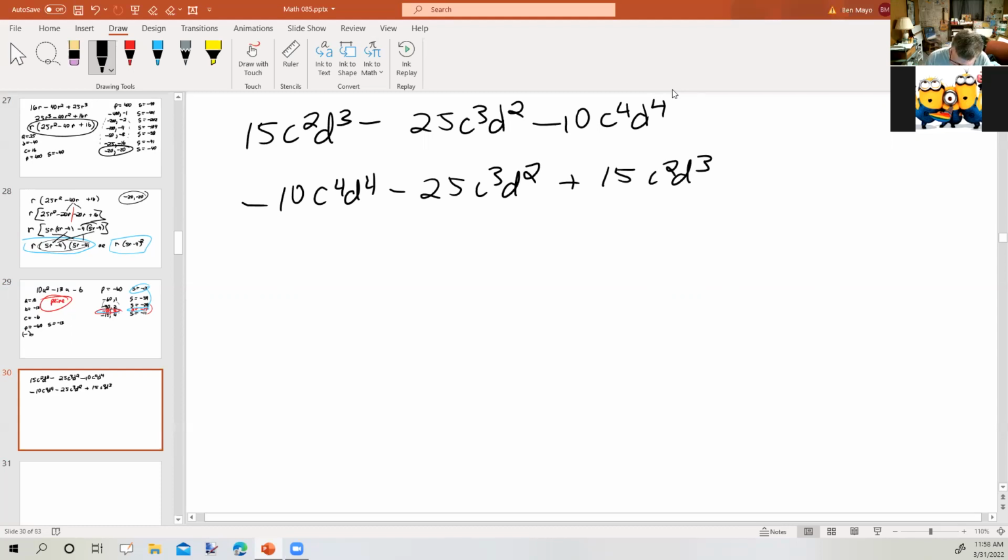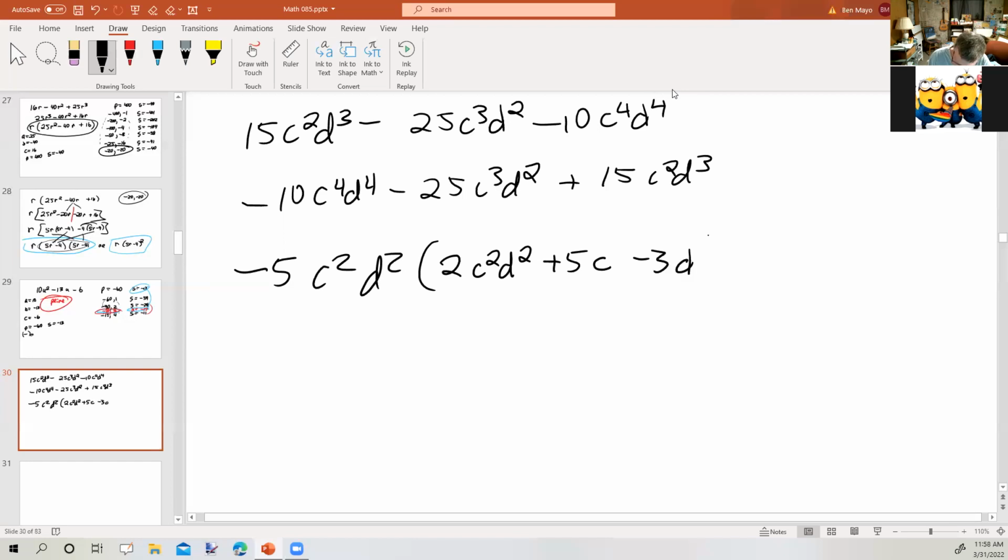All right, now, greatest common factor, well, my leading term is negative, so I'm going to take out a negative 5 from the negative 10, the negative 25, and the positive 15. Then c squared, and then d squared. So my leftovers are 2c squared d squared plus 5c minus 3d. Okay, now, can I do anything with what's left in parentheses?